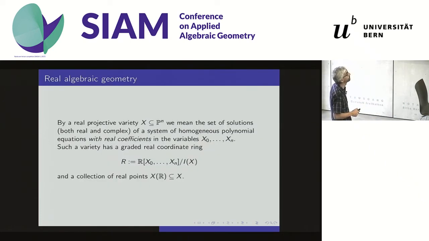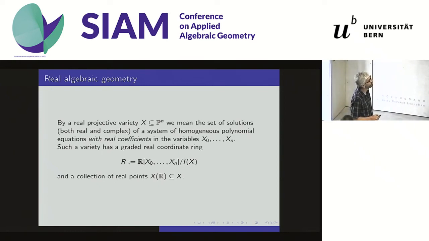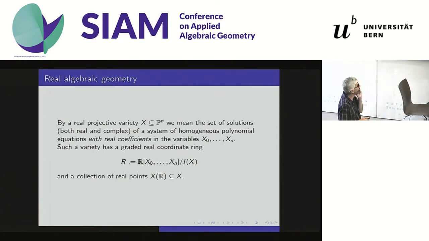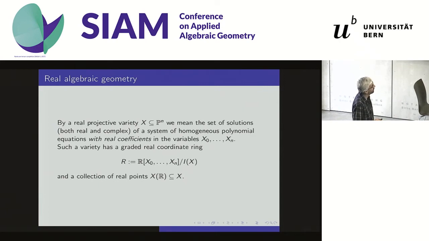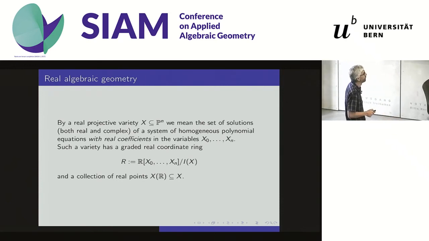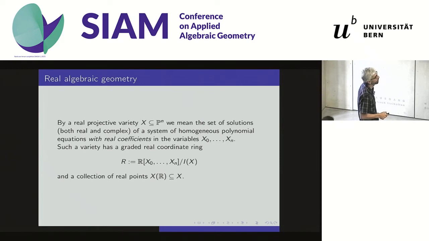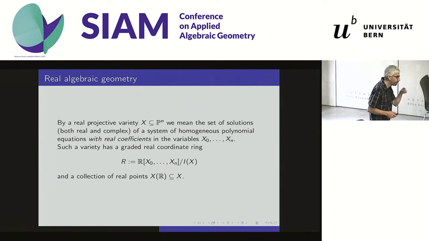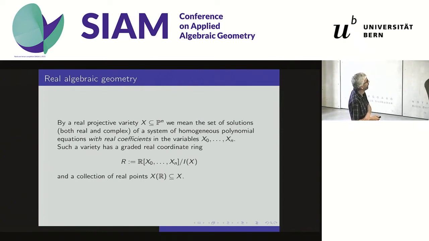And this context is that of real projective varieties. So let me give you a quick background slide on what this real algebraic geometry is. By a real projective variety X inside of Pn, we mean the set of solutions, both real and complex, of a system of homogeneous polynomial equations with real coefficients. The difference is that now my equations have real coefficients. And then, of course, such a variety has a graded coordinate ring, which is now real. So basically, I just take the ring of polynomials with real coefficients modulo the ideal defined by my equations. And it also has a collection of real points, which I denote X(R), which means just the points in projective space which have at least one affine representative, all of whose components are real.